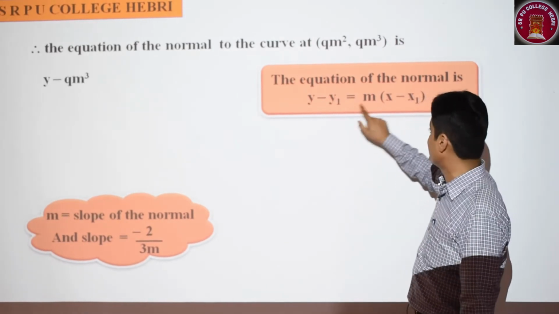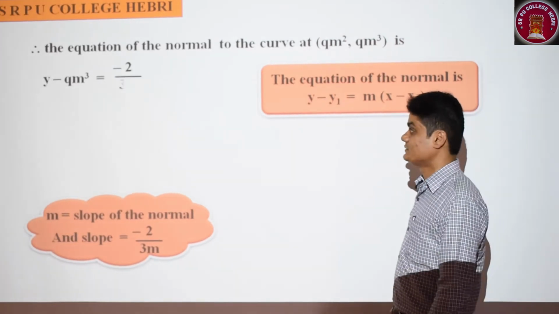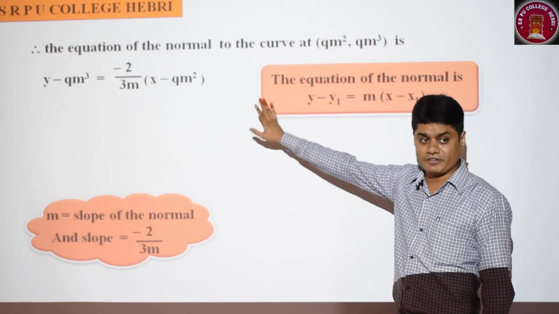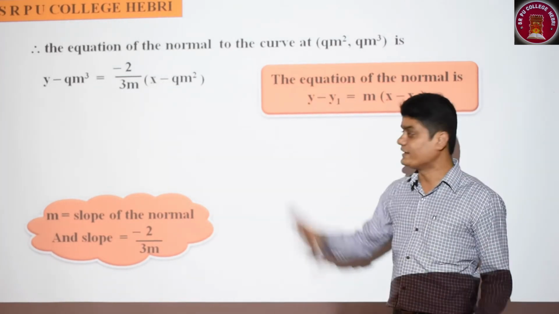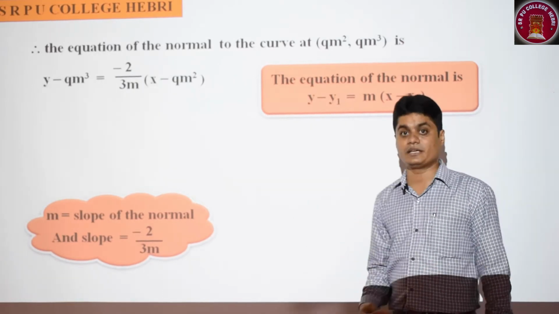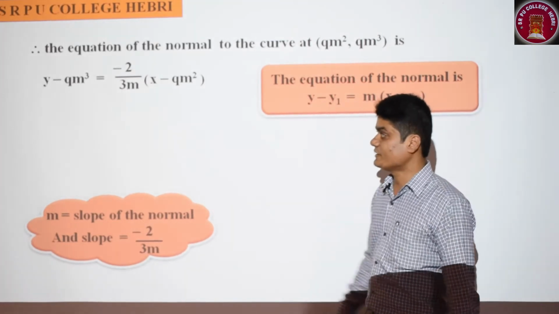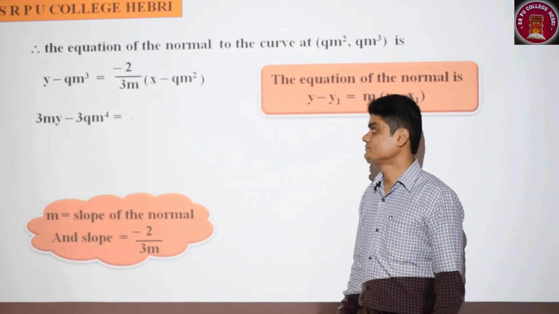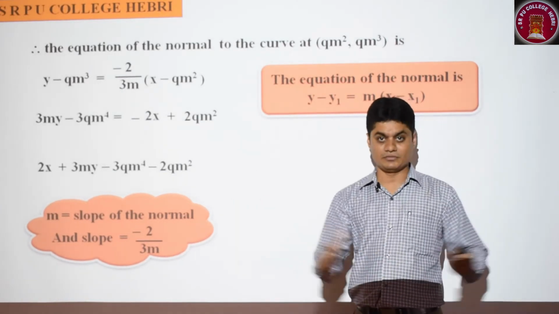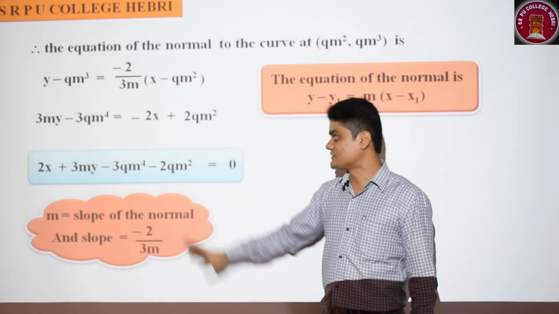So y minus qm cube is equal to the slope, -2 by 3m, into x minus qm square. Yes, simplify. Or suppose you don't have time in the exam, don't worry, underline this expression; for that also you will get the marks. But if you have time, whenever you are writing in a notebook or learning this in a classroom, it is better to simplify. So multiply by 3m like this and rearrange, collecting the x term, y term and constant together. If possible simplify, but here I think more than this is not possible.